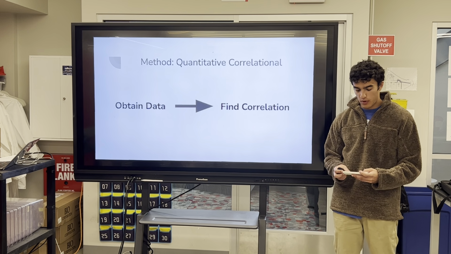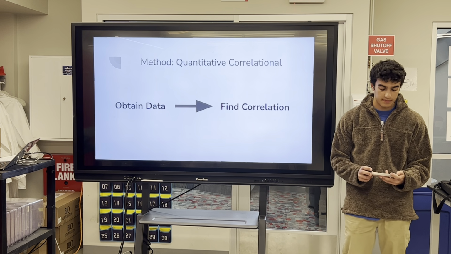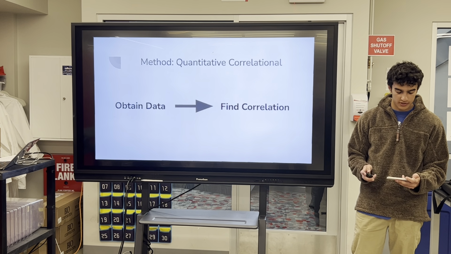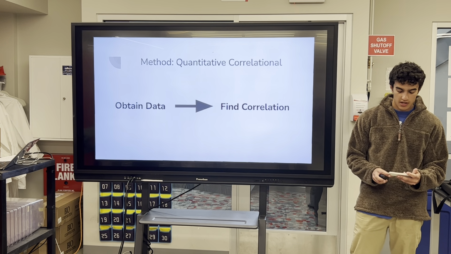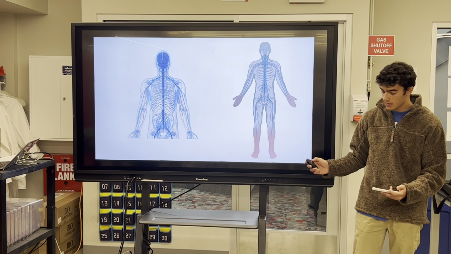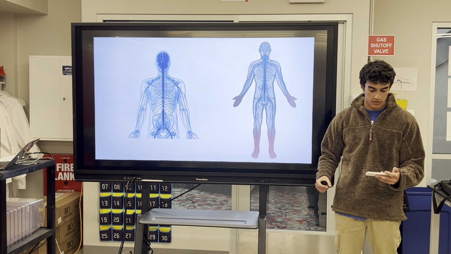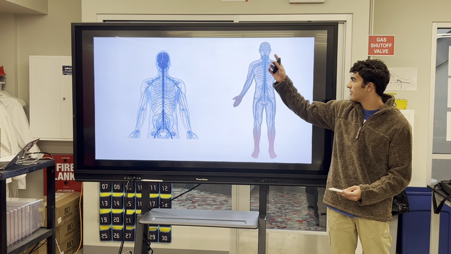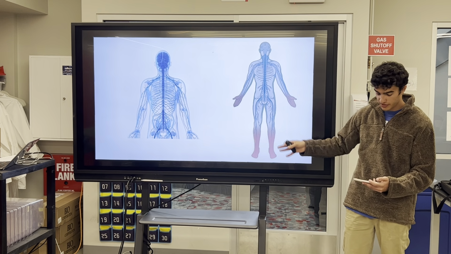So now that I've covered what my question is and how I came to it, let's talk about some of the science behind the question. The most important scientific concept to understand is just what peripheral neuropathy is and how it affects the body. Neuropathy is a disorder that affects the nerves that are responsible for transmitting messages from the brain all around to all different parts of the body.